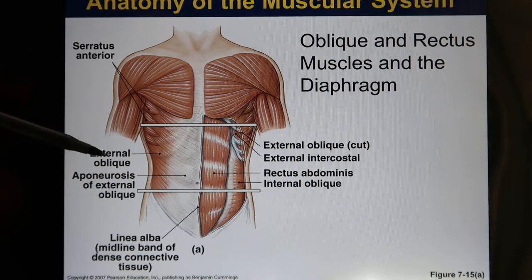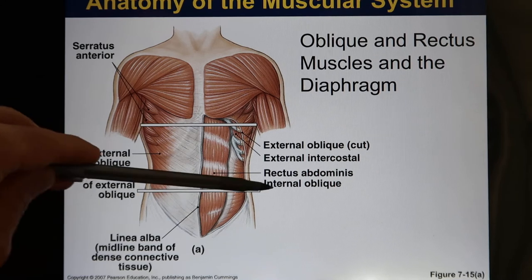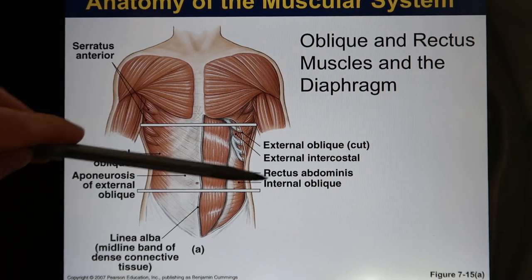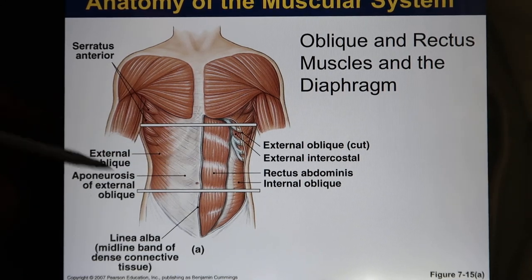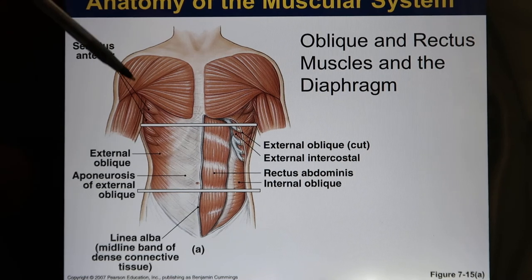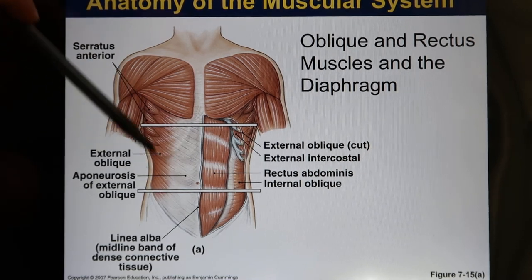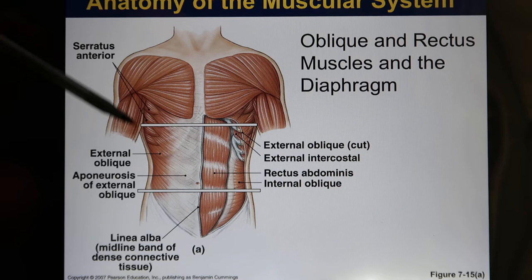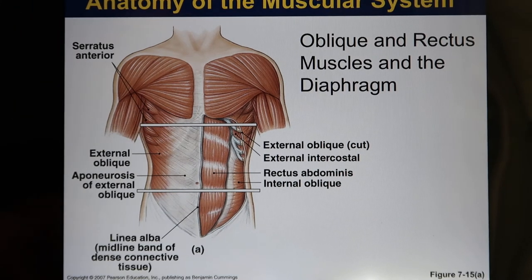And in this part, you have the oblique muscles. Muscles have layers. You have internal oblique and external oblique. The inside layer is internal oblique, and the outside is external oblique. External oblique goes to the center. That's how the muscles are organized.